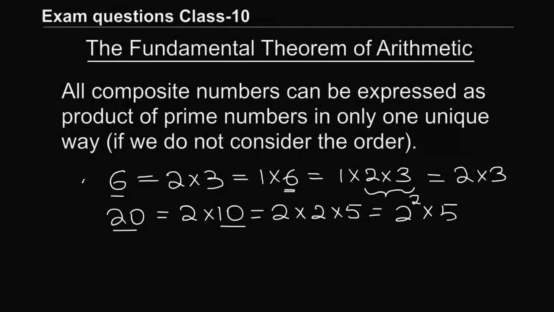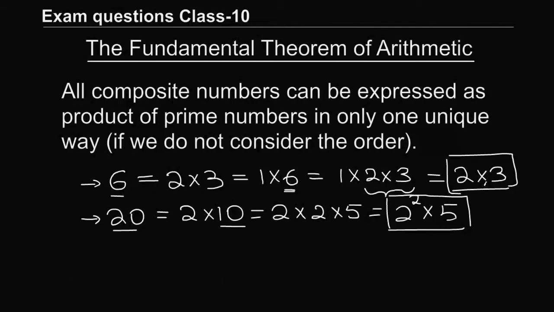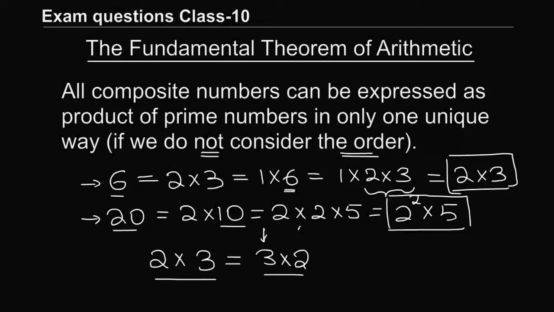The point here is these are all examples of composite numbers, and each of them can be expressed as a product of prime numbers. And not only can they be expressed as a product of prime numbers, but this is the only way to express them. Meaning there is no other way to express the number 6 in terms of prime numbers except 2 times 3. Similarly, the only way to express 20 as a product of its primes is 2 to the power 2 times 5. Now, remember, we are not concerned about the order in which we write them, whether it is 2 times 3 or 3 times 2. The most important thing is how we are able to express them.